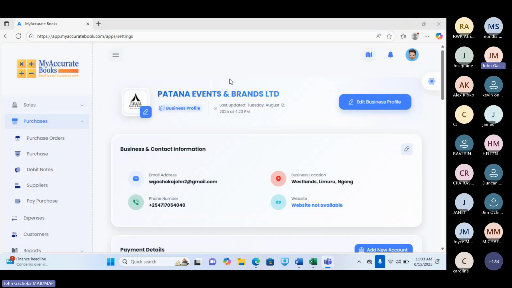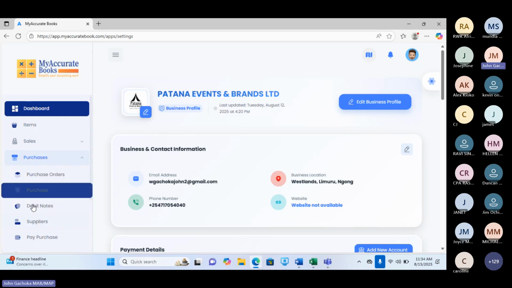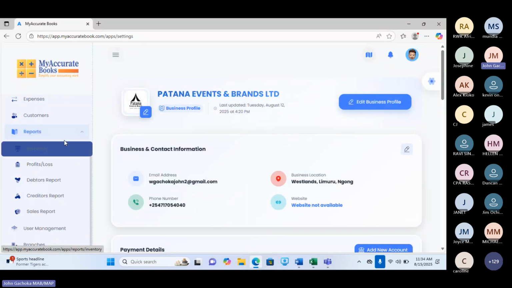In this case, it could be learners or suppliers. Below that, there is also expenses. You are able to update expenses in the system, and you can even update information of your suppliers, as you can see here.